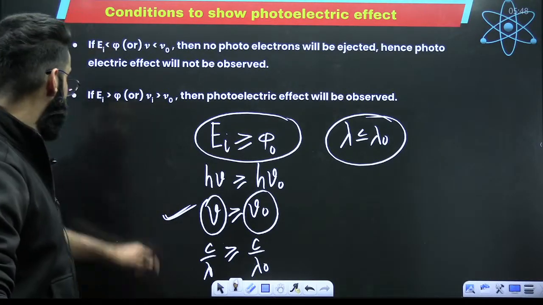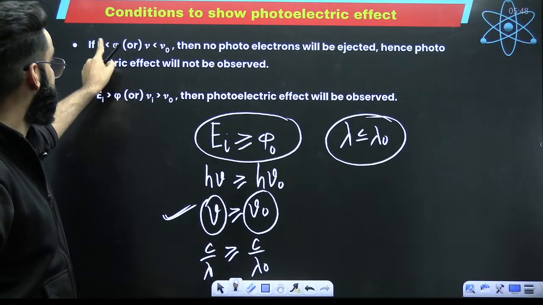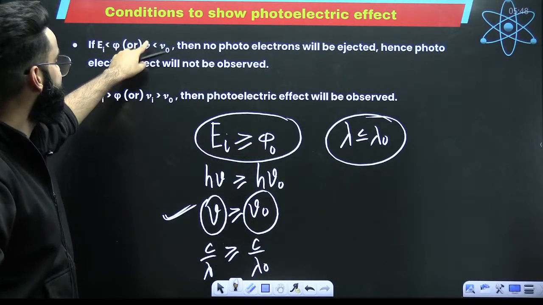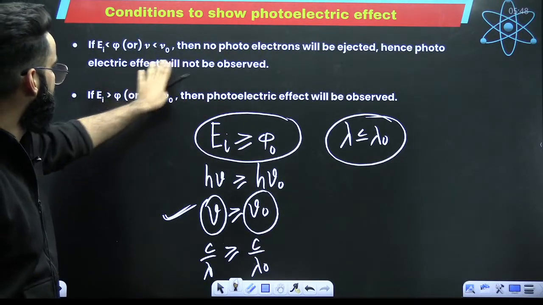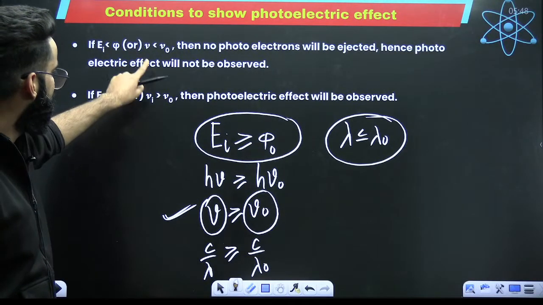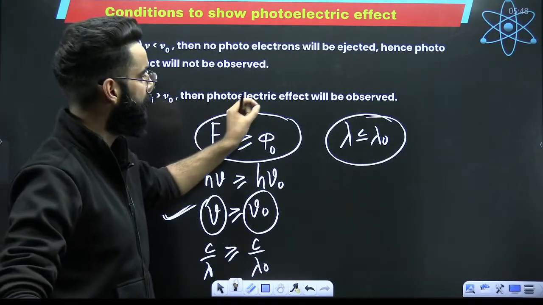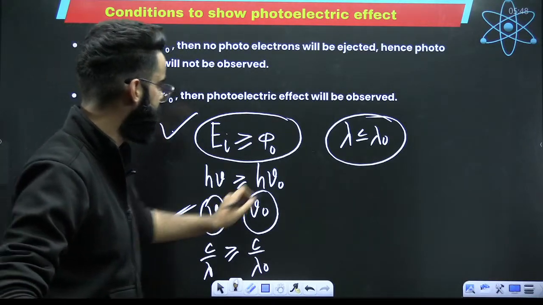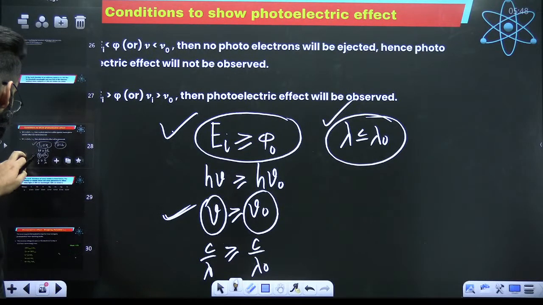Perfect. So if incident energy is less than work function, or incident frequency is less than threshold frequency, no photoelectrons will be emitted. No photoelectric effect will be observed. But if incident energy is greater than work function, or if incident frequency is greater than threshold frequency, photoelectric effect will be observed. So these are the conditions which you have to remember, either in this format or in this format or in this particular format, right? These are the three formats which we have.